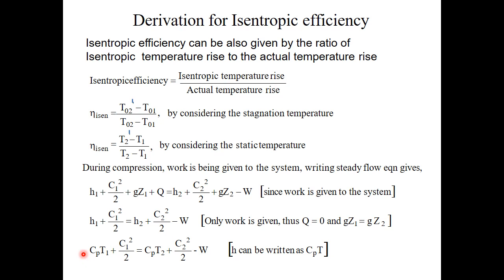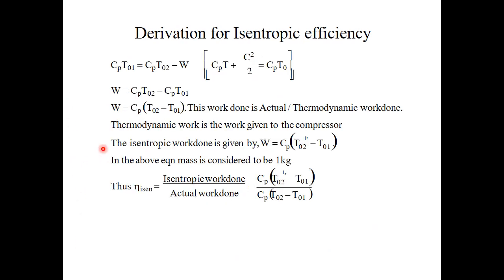Now H can be written as the product of Cp into T, where Cp is the specific heat at constant pressure. So our equation will become Cp into T1 plus C1 square by 2 equal to Cp into T2 plus C2 square by 2.